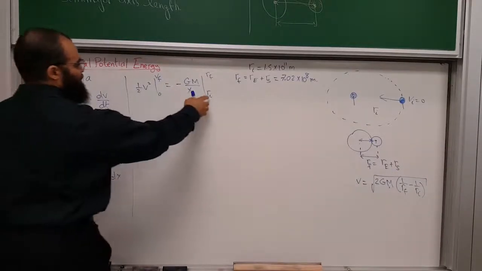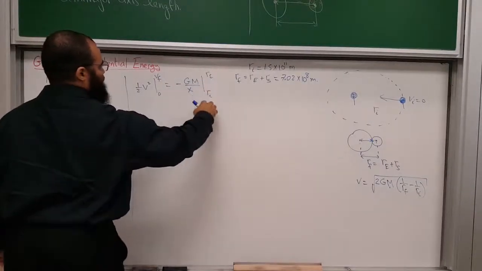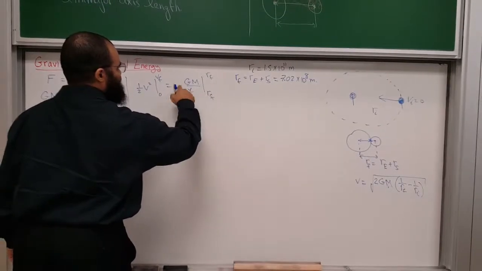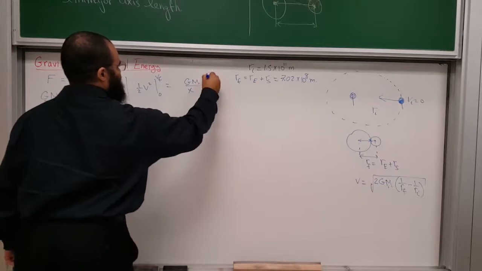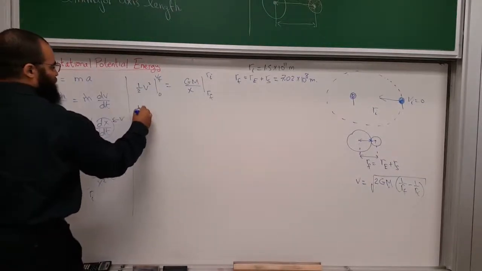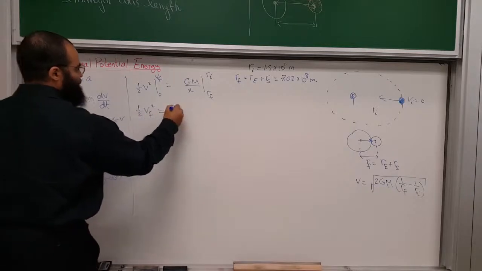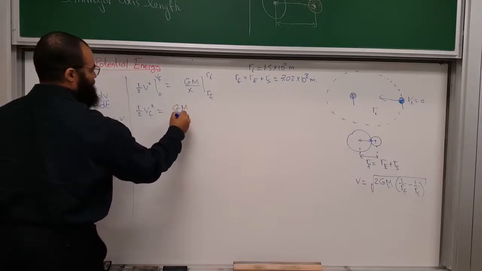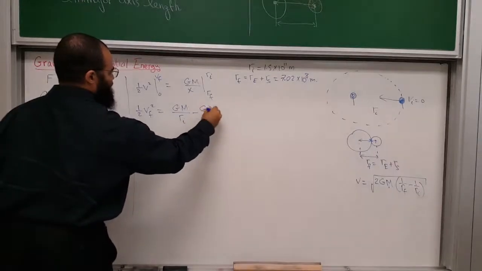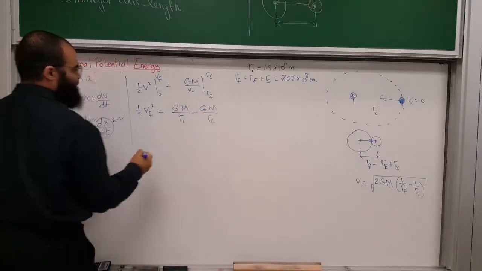I can just put r initial on top, r final on the bottom, and then take the minus sign away. So I'll put r final here. Just switch the limits and switch the sign here. R initial. So this becomes just 1/2 of v final squared equals capital G capital M divided by r initial minus capital G capital M divided by r final.